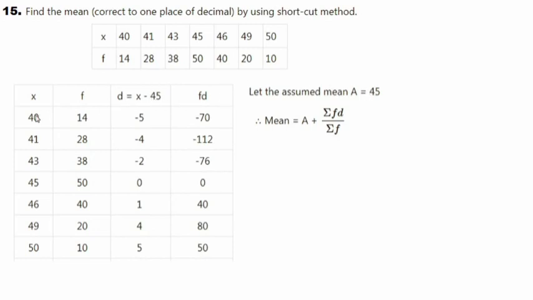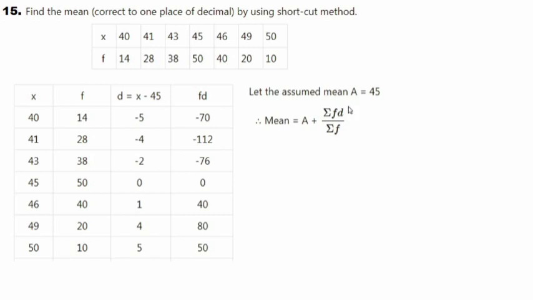So 40 minus 45 is minus 5, 41 minus 45 is minus 4, 43 minus 45 is minus 2. Similarly find all the differences. So this gives you d. Now you need fd, so multiply f and d. 14 into minus 5 is minus 70, 28 into minus 4 is minus 112, 38 into minus 2 is minus 76, 50 into 0 is 0, 40 into 1 is 40, 20 into 4 is 80, 10 into 5 is 50.